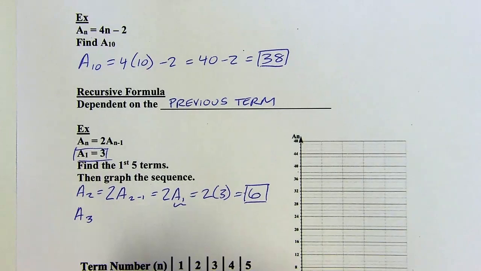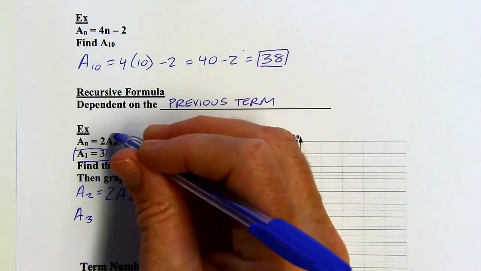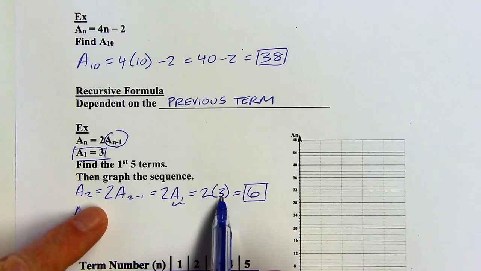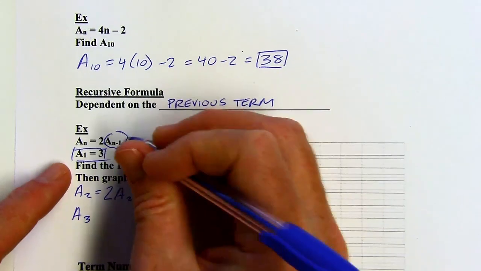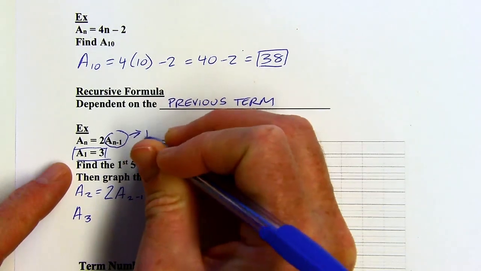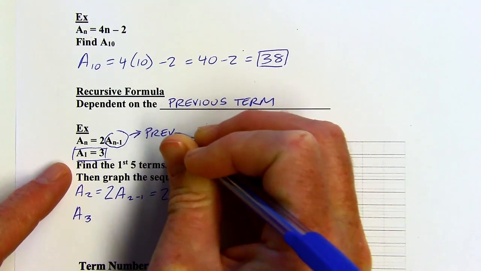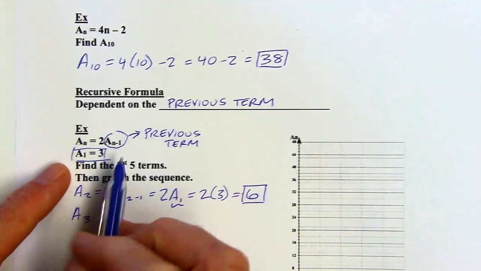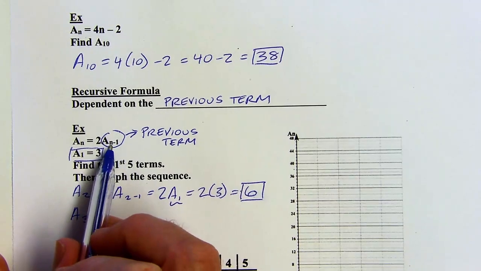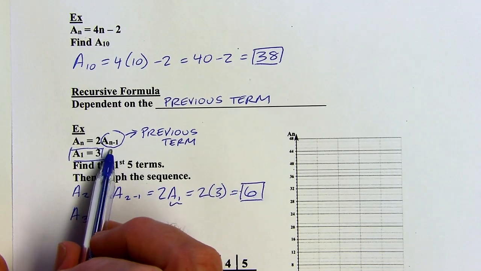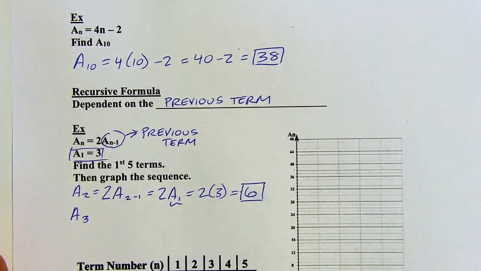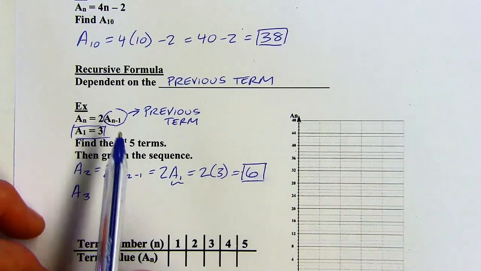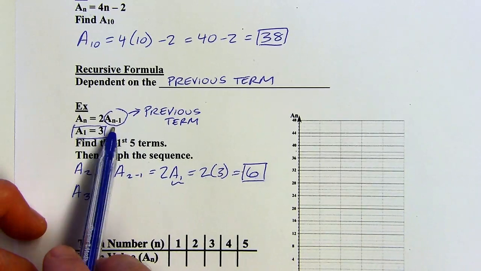Now, it turns out when you have a sub n minus 1, what we did here is we took 2 times the previous term, right? So this a sub n minus 1 always comes out to be the previous term. Because let's say you were looking for the 100th term. Well, you plug in a 100 for n, and that means this would be a sub 99 once you subtract the 1 from the 100. Okay? So whatever term you're looking for, it's going to be the previous term. So when I look at this, I just think, oh, it's 2 times the previous term.